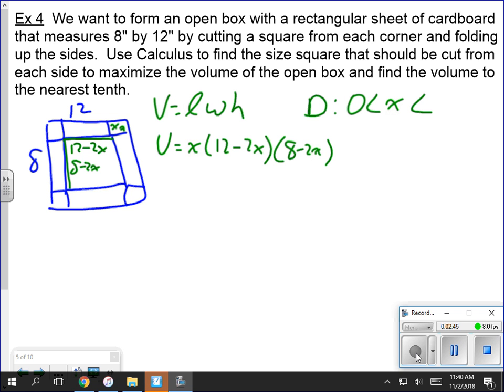It would be 4. Because looking at this side, 8 minus 2x, if I cut out more than 4, then I've got a negative amount that I've cut. I've cut more than halfway if I cut out more than 4. So 4 is my maximum. My answer has to be between 0 and 4. So if I get other points, that will work. Okay?